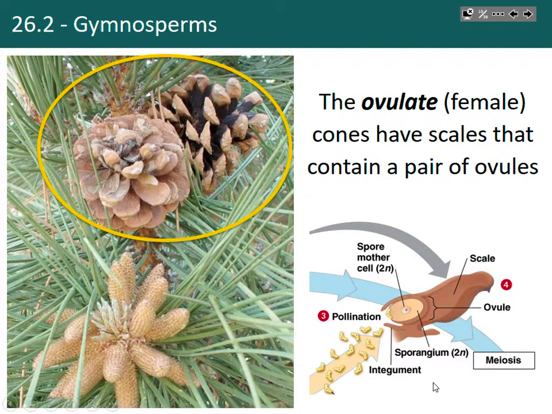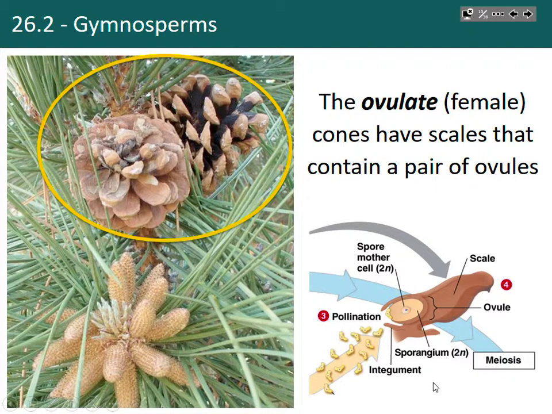Okay, so the ovules are developing a pair for each scale or bract on the cone, and inside that section, in that little divot, is where the female spore mother cell is housed, and that gives rise to the sporangium, which gives rise to the gametophyte and the ovule, which is right here.